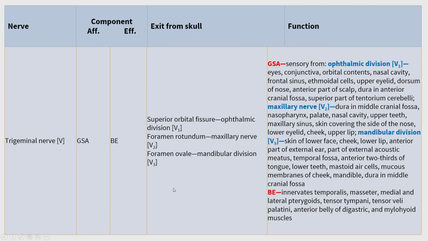Abducens is for the lateral rectus muscle, we mentioned. Trigeminal, we are going into a little more detail on these three branches: the ophthalmic, maxillary, and mandibular, and the places where they are passing.